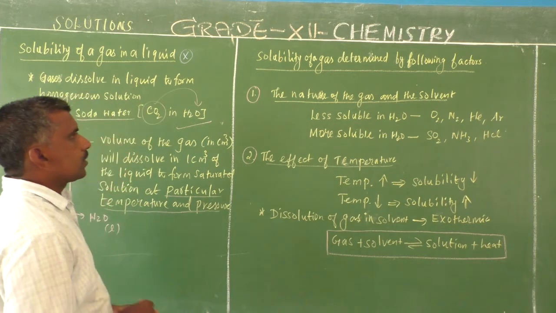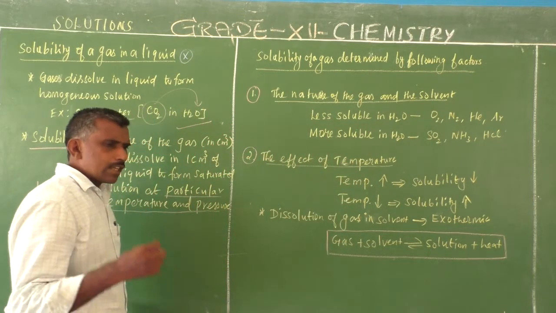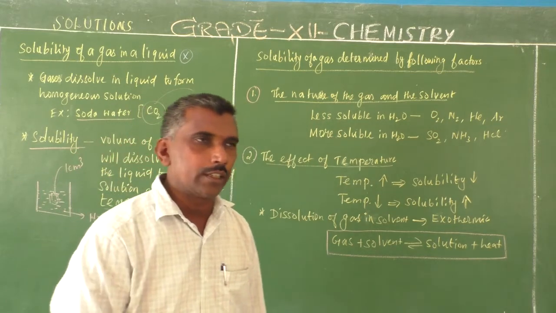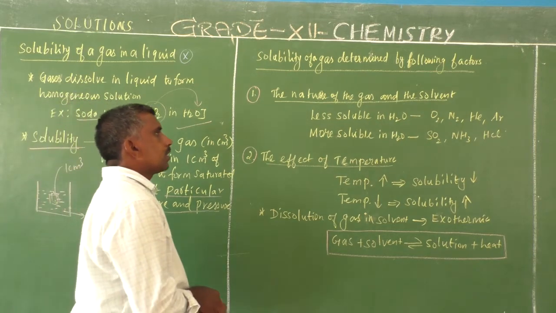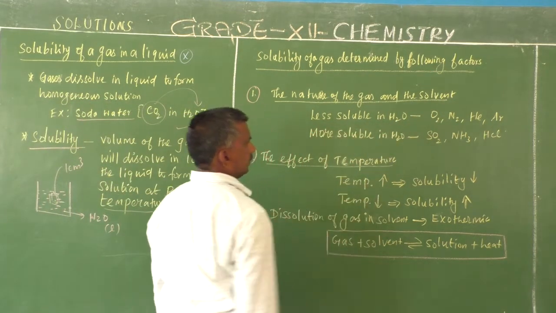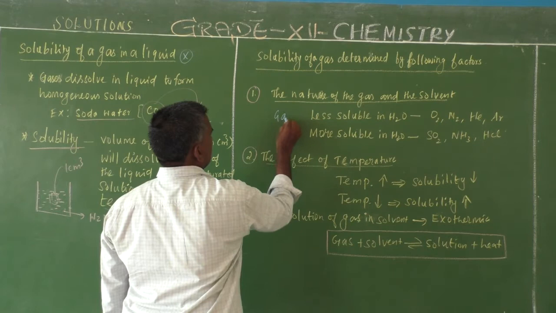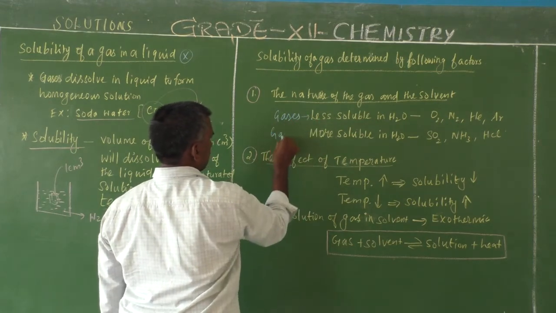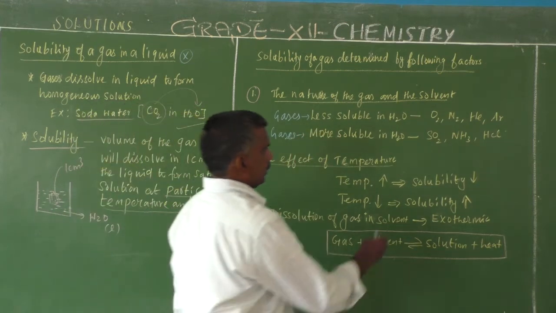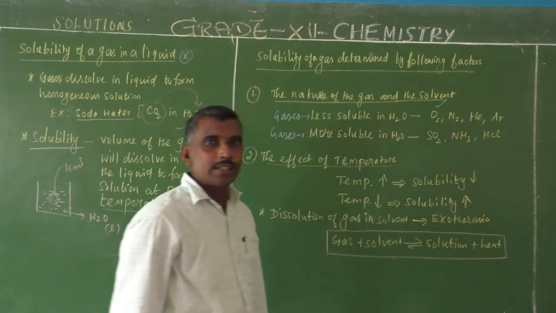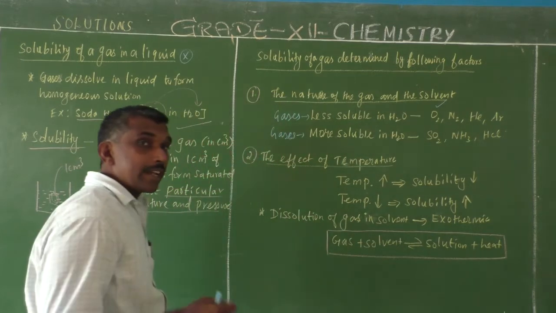Now, students, we will first look at the nature of the gas and solvent. Some gases dissolve maximally in water, while some are less soluble in water. Which gas is less soluble in water? Oxygen. Only a very trace amount dissolves, which is responsible for aquatic animal life.